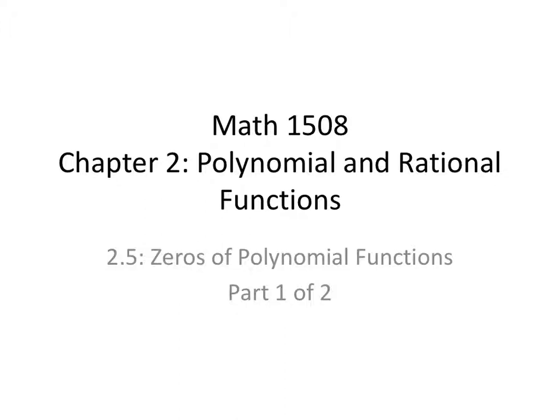Chapter 2, Polynomial and Rational Functions, comes from Larson's Pre-Calculus, 10th edition. Section 2.5, Zeros of Polynomial Functions, Part 1, I'm going to look at the rational zeros test. And in Part 2, my next lecture, I will be looking at complex zeros and Descartes' rule of signs.